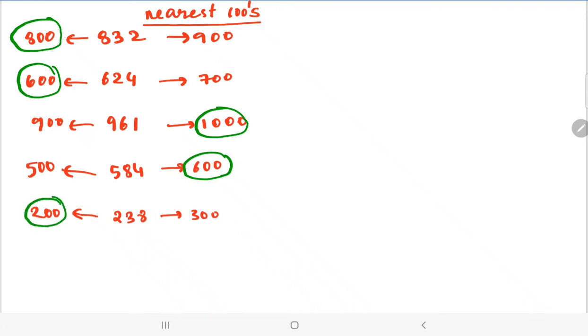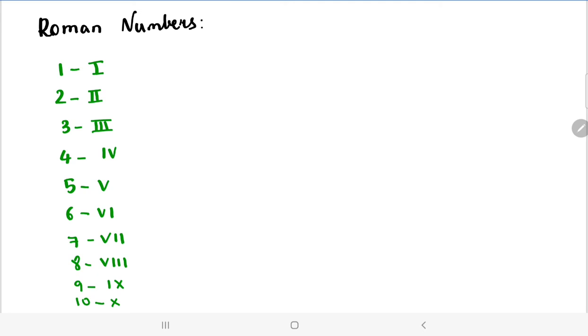I think you are clear with this concept called estimating of numbers. So children, next let us discuss this topic called Roman numbers. So let us learn what is meant by Roman numbers. Usually we will write numbers as 1, 2, 3 like that. According to the Roman numbers, we will write the numbers in this manner. Before introducing you to Roman numbers, let me tell you some basics of Roman numbers.